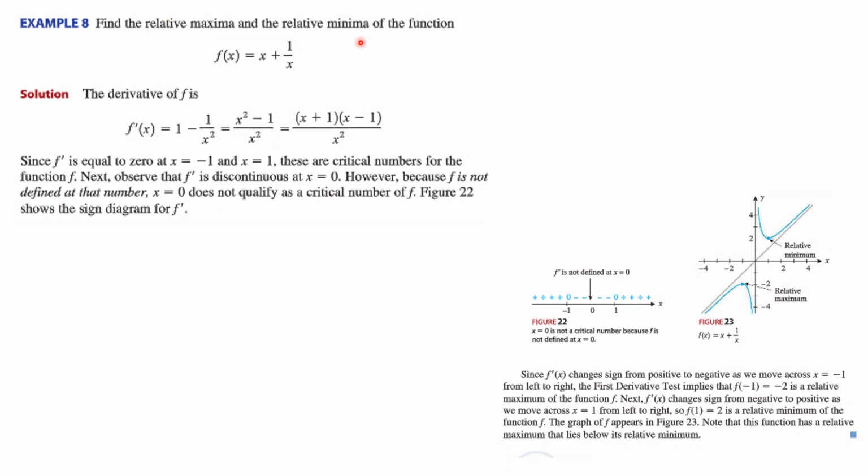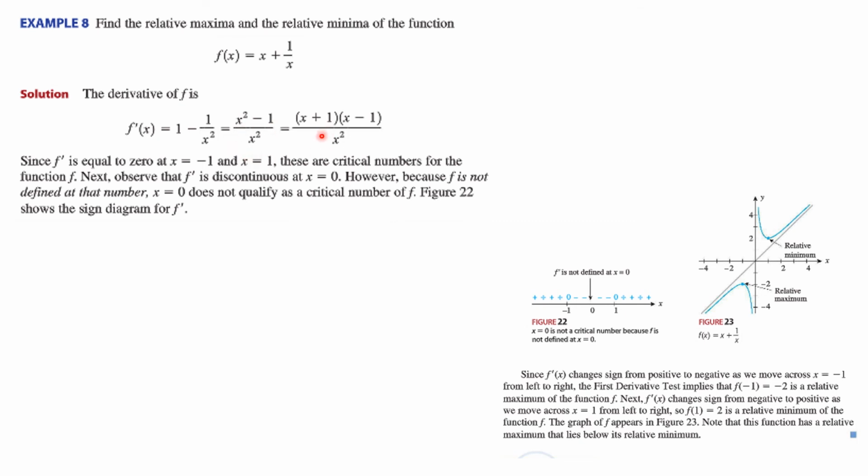Find the relative maxima and relative minima of this function. Again, this is a function we've talked about before. It's this picture. So we'll take the derivative. We've done that before too. It is 1 minus 1 over x squared. And we simplified that before to be x squared minus 1 over x squared.